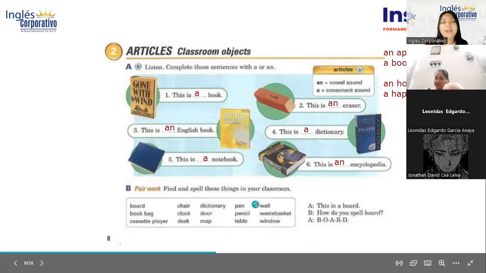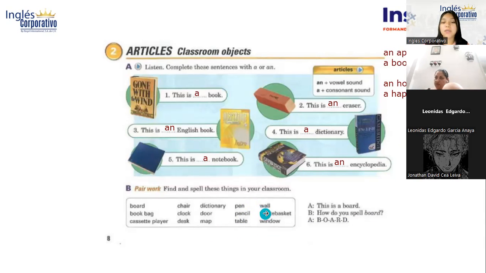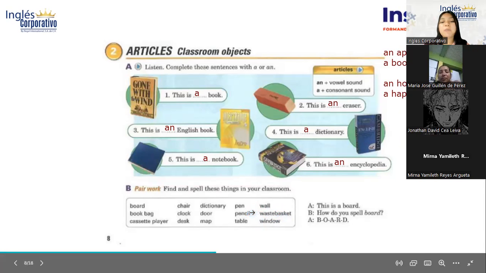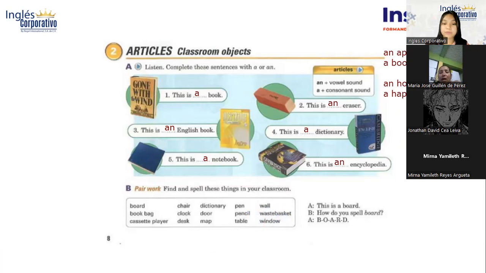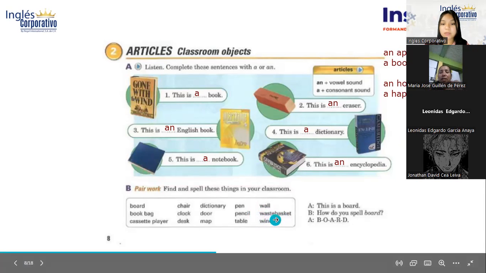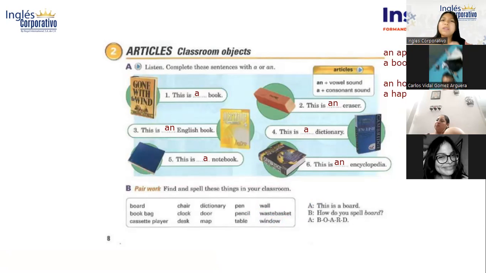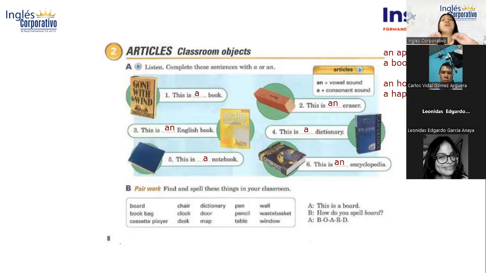All right, so what about, how do you spell wall? W-A-L-L. Okay, remember? W, okay? W. Right, then? How do you spell waste basket? W-A-S-T-E B-A-S-K-E-T. All right, guys, what is the meaning of wastebasket? Is where you actually throw the trash. Papelera. Es un basurero. The waste basket es el basurero, okay?